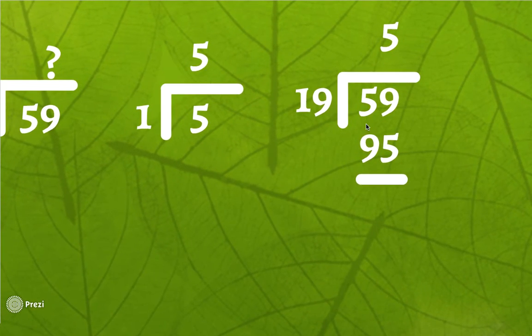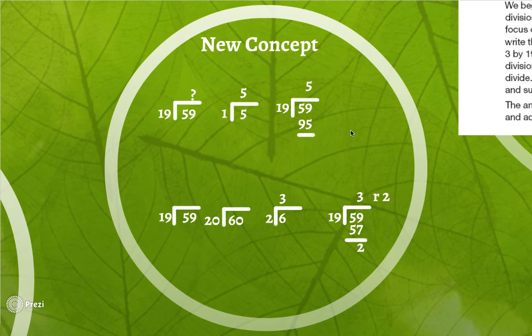Which is way over what we need, right? If this number is bigger than this number, you've gone too far. So what you need to do, this is a new technique, is that we're going to round 19 and 59 to their closest 10, and we're going to use estimation in order to divide. So I'm going to round 19 to 20 and 59 to 60.